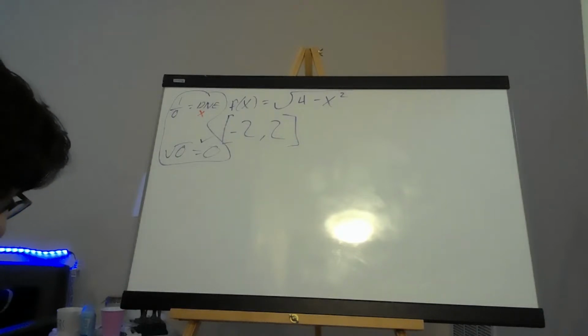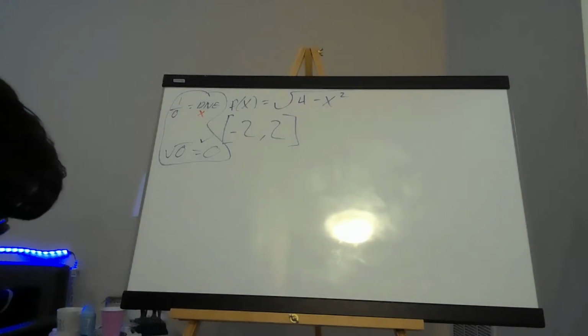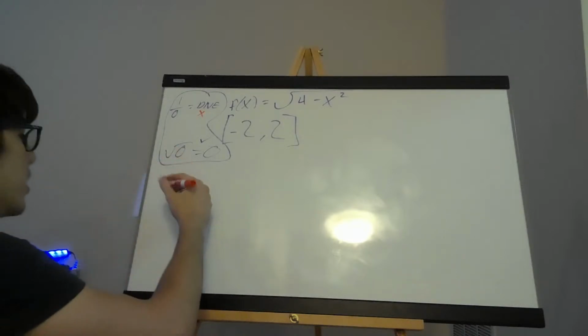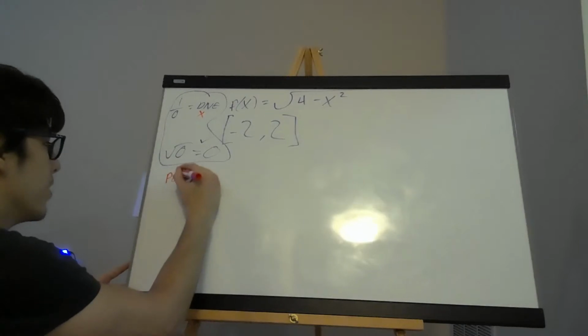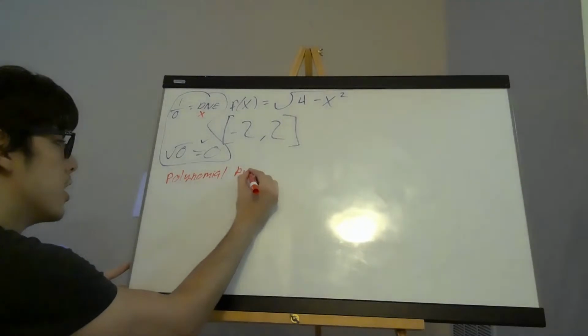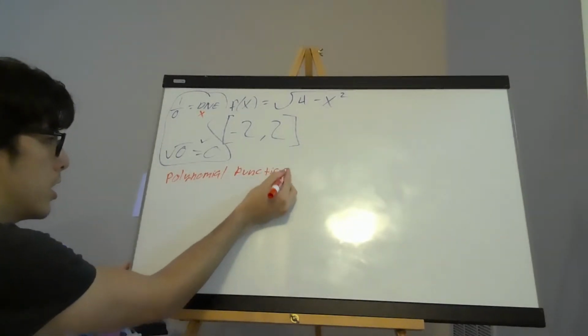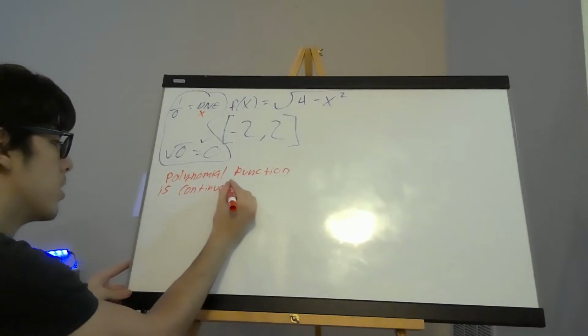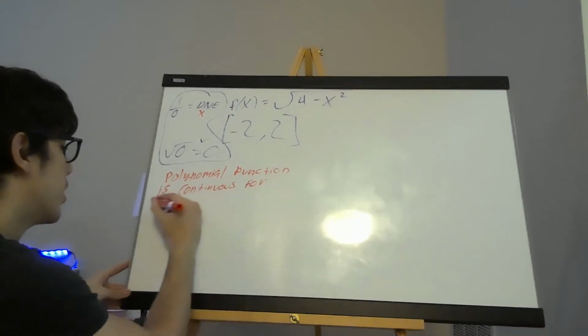So let's see, continuity. It's almost working. Let's see if we got something good here. Polynomial function is continuous for all real numbers. That's actually pretty good to know. So here, I'll write this down. That's a solid rule. I'm glad I found that. Polynomial function is continuous for all real numbers.